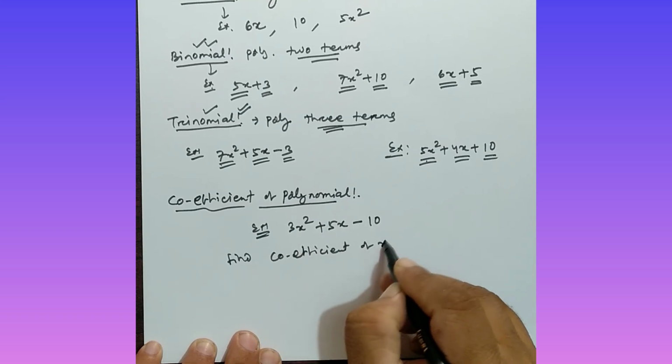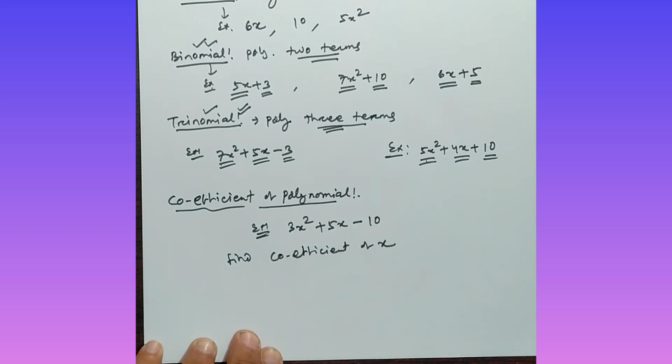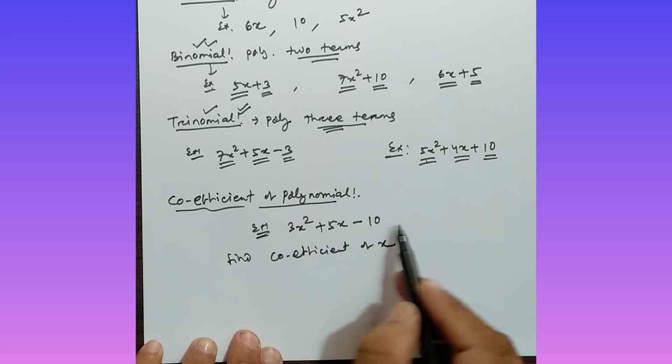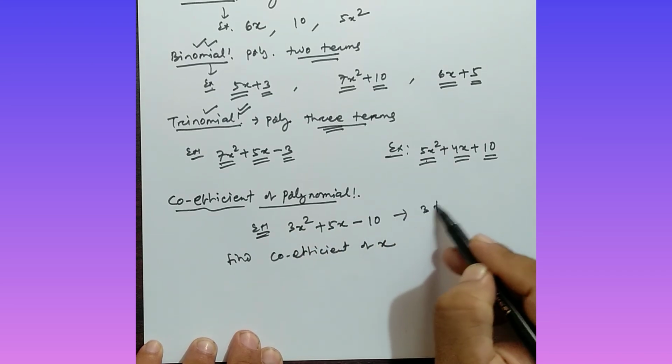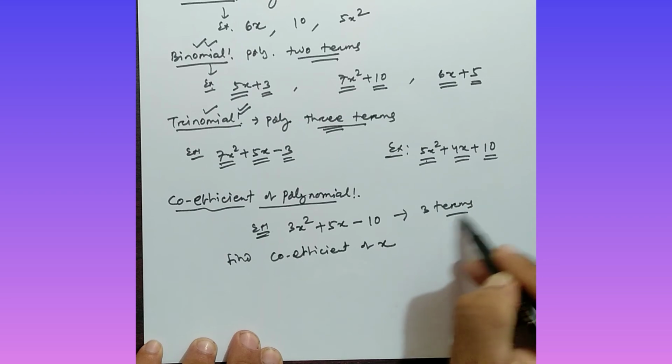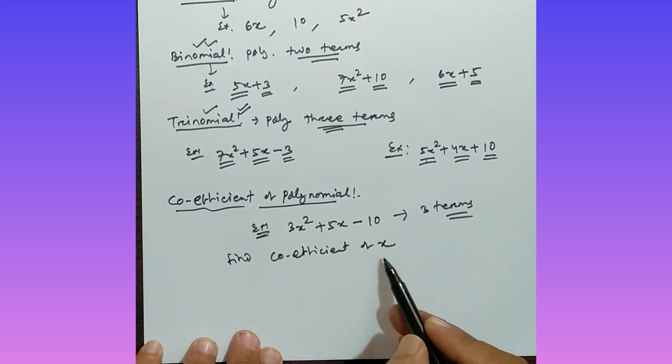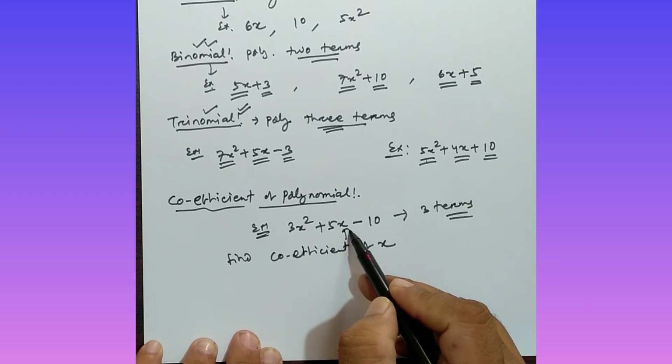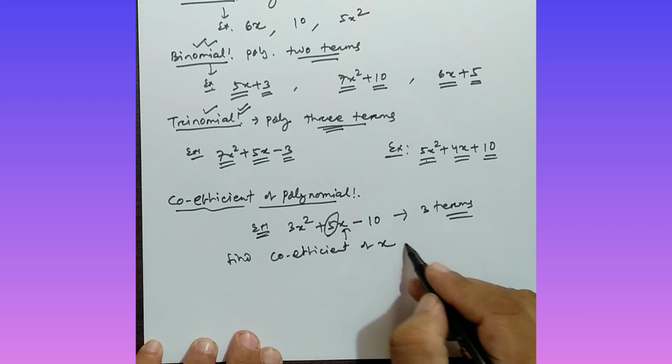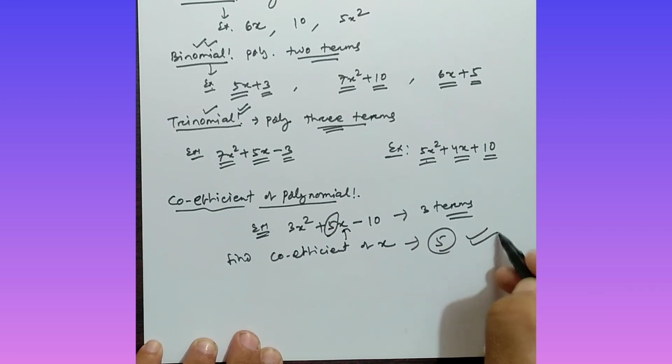So what is the meaning of coefficient? Look at this polynomial 3x square plus 5x minus 10. How many terms in total? 3 terms. So you are going to find the coefficient of x. Here x is the variable, and the number multiplying it is the coefficient. So what is the answer here? 5 is your answer.